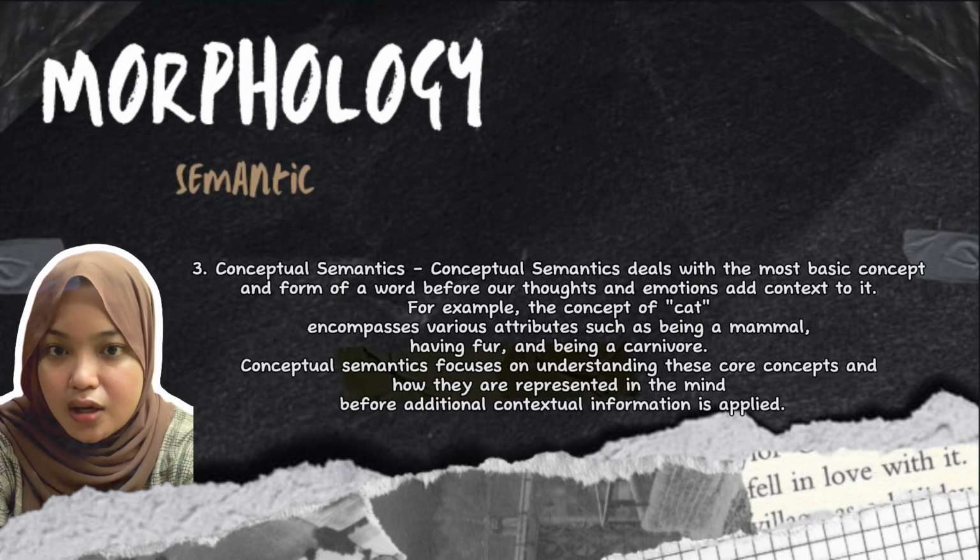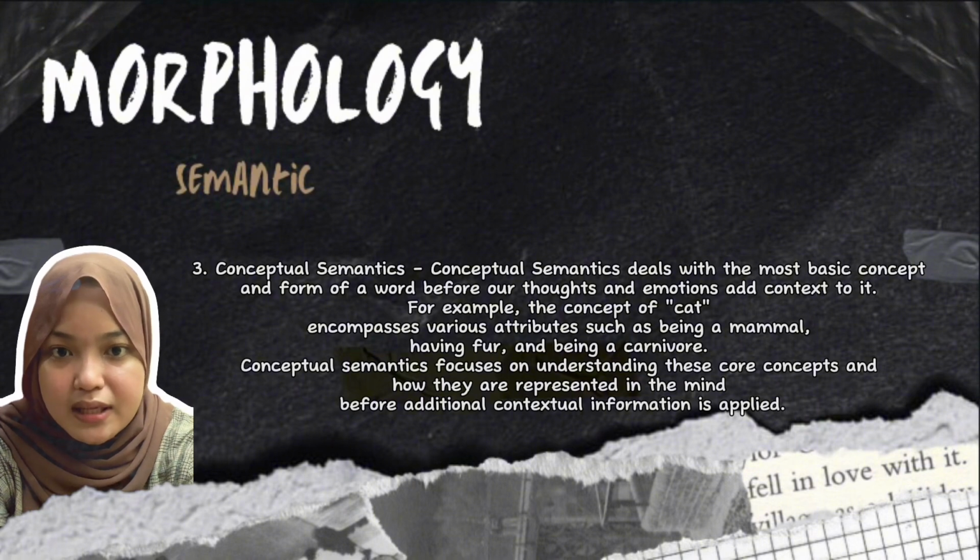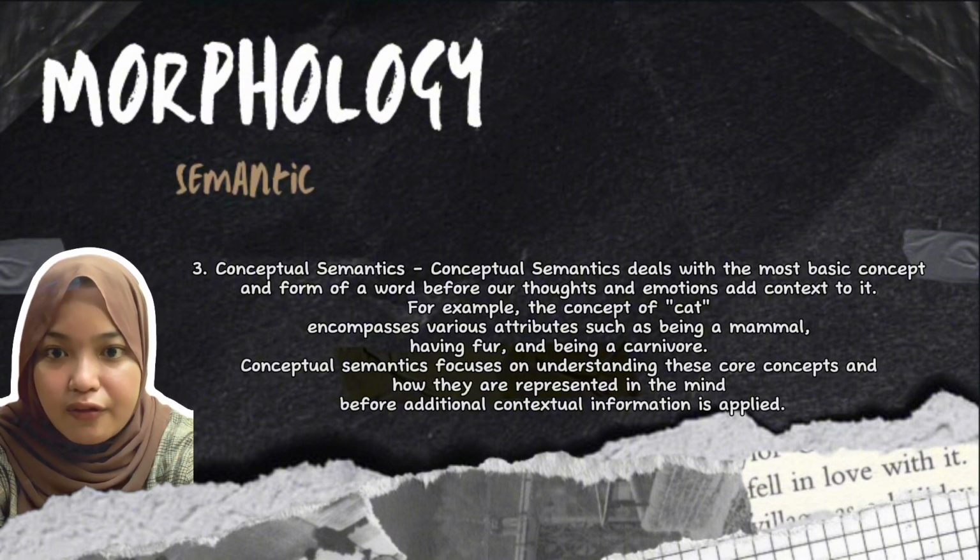The third is conceptual semantics. Conceptual semantics deals with the most basic concept and form of a word before our thoughts and emotions add context to it. For example, the concept of cat encompasses various attributes such as being a mammal, having fur, and being a carnivore. Conceptual semantics focuses on understanding these core concepts and how they are represented in the mind before additional contextual information is applied.